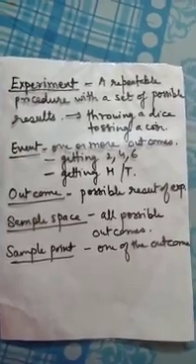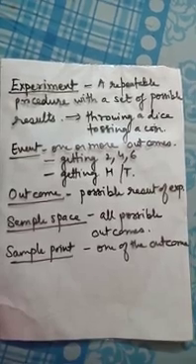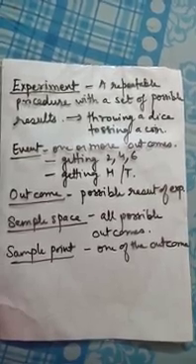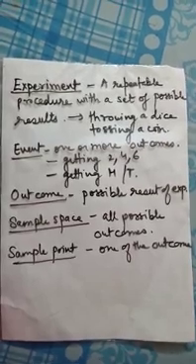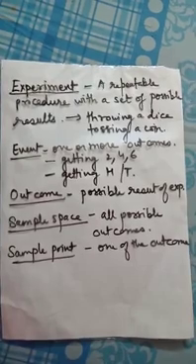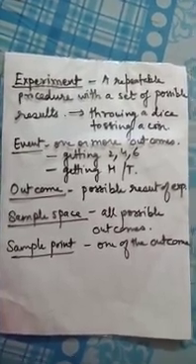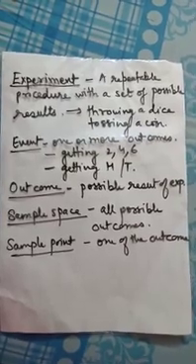Outcome, possible results of the experiment. So it can be any possible event, it can be any possible result. Sample space, all the possible outcomes. हम जितने भी outcomes possible हैं, अगर वो सब लिखते हैं तो this is called sample space. Sample point is just one of them. So let me write one sample space.